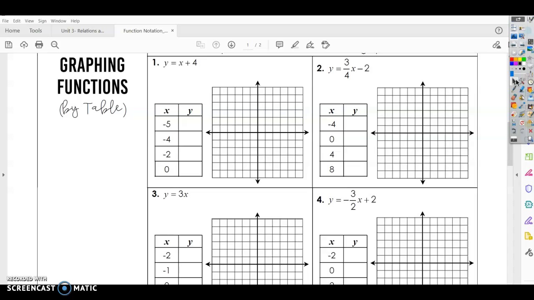All right, looking at some examples of functions: y equals x plus 4. We know that this is a function because all the x's are unique: -5, -4, -2, 0. So we get to pick our x's. In this example, they have already given us the values to pick, which makes it easier to substitute these in. So take each one and plug it into your function and see what you get.